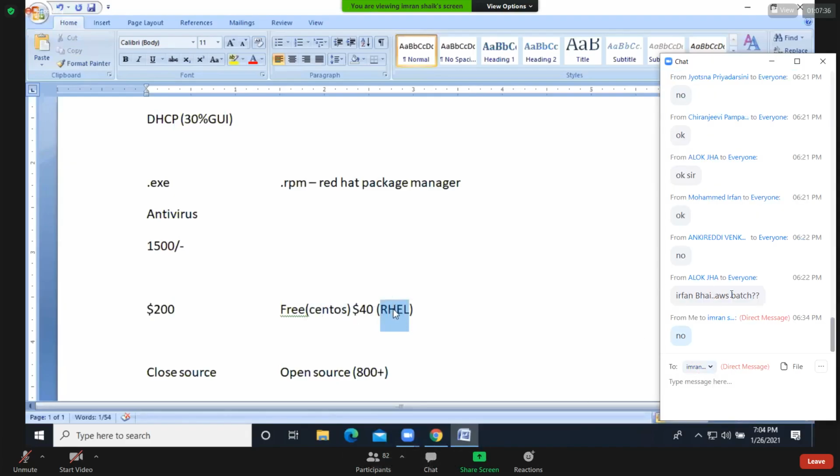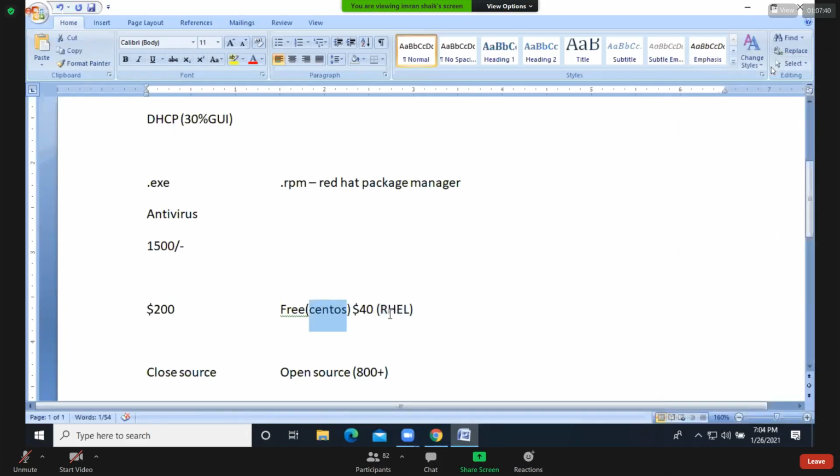So why do these people charge, and why do those people not charge? Both belong to Red Hat only. For RHEL, we need to take a subscription. We need to pay something for RHEL to get the subscription. So why are we paying? This operating system doesn't have any support, and this operating system has support. For support purposes, people charge. That's it.